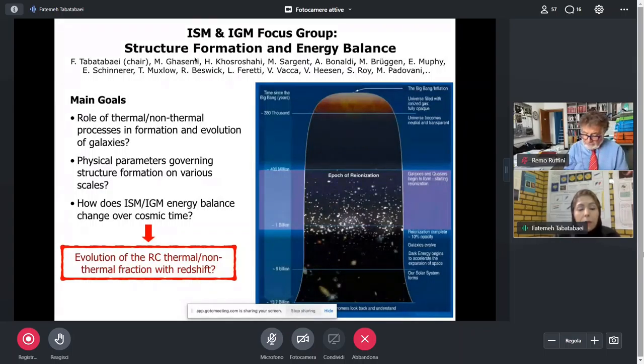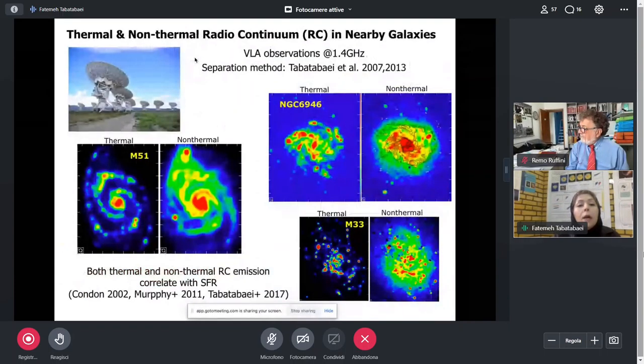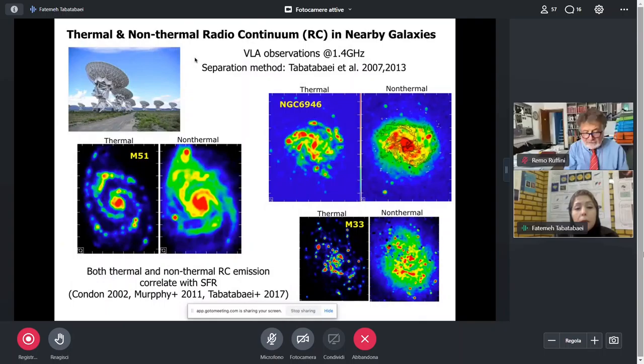To know this, first, because we are using the radio continuum, and the radio continuum is a mix of both thermal and non-thermal processes, we should see how to separate these. We already have thermal and non-thermal maps separated in nearby galaxies, thanks to observations with the VLA and the TRT separation technique, which you can find in these references.